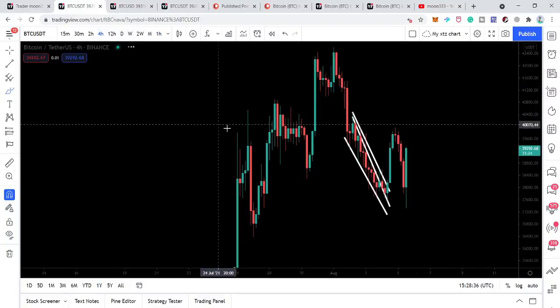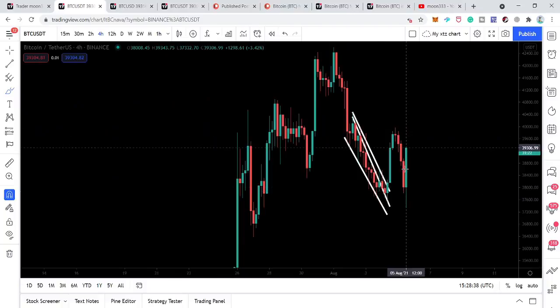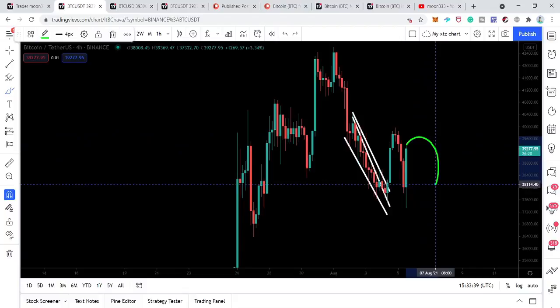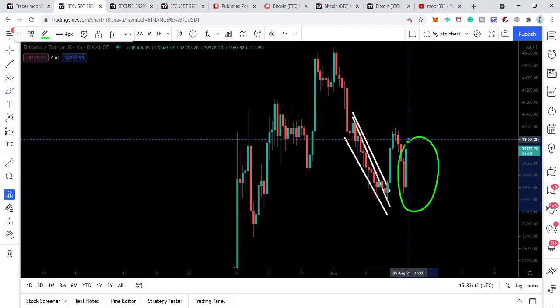Now this double bottom that has been formed on the hourly time frame chart can even be seen on the 4-hourly time frame chart as well. We have a very nice double bottom. And with this double bottom, we also have this bullish engulfing candlestick that has just appeared on the 4-hourly time frame chart.